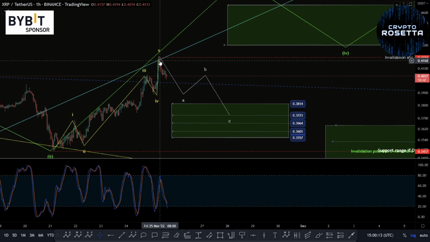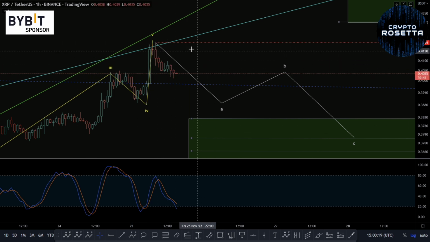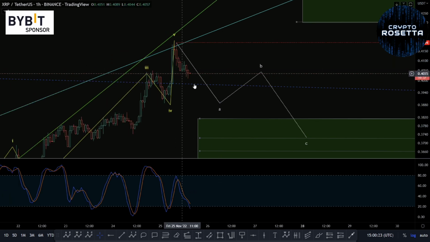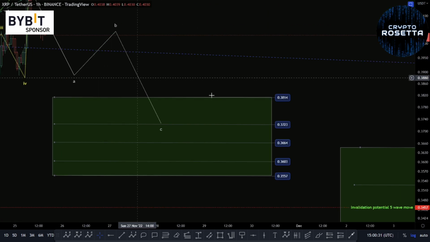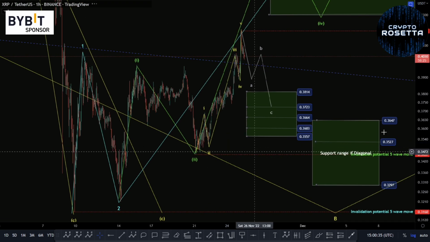And in this wave here, maybe we have a 1, 2, 3, 4, 5. We come up for a 2, and then we start to make a bigger structure to the downside. Whether that's in a zigzag and then something else like a double zigzag, or potentially a 5-wave move, and it just becomes a zigzag down into these zones. So that's what I'm looking at currently.